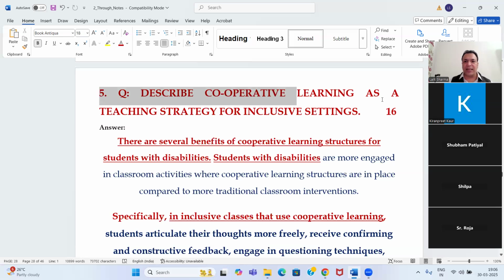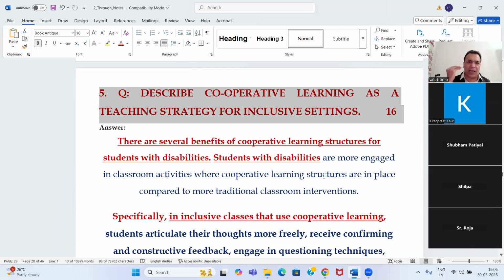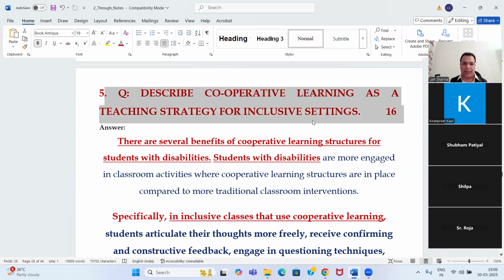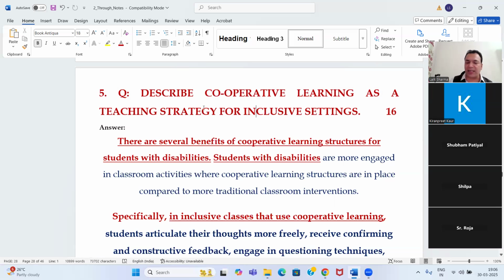Okay, next question we discuss. Describe cooperative learning as a teaching strategy for inclusive setting. Cooperative learning we have already done in the first year also, right? But here we have to talk about cooperative learning as a strategy for inclusive setting. Guys, in this year you have to give 3 or 4 papers, right? If you see the syllabus in detail, around 30-40% of the syllabus you have already done in the first year. Okay, so describe cooperative learning as a teaching strategy for inclusive setting. Right? Means you have to define cooperative learning as a teaching strategy, right?